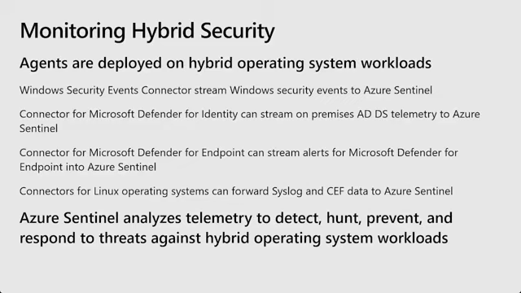And then for Linux, we also have connectors for Linux operating systems that can forward syslogs and other data sources to Azure Sentinel. Azure Sentinel then is a cloud-based SIEM solution, which can analyze this telemetry to detect and hunt and then prevent and respond to threats against our hybrid operating systems. Again, Azure Sentinel is basically a hybrid service running in Azure where we can connect different sources. You also have, for example, connectors from different hardware and network gear vendors, which can also send logs there. So it's really one place to get all your security logs together, and then you can do some analysis and threat hunting there as well.